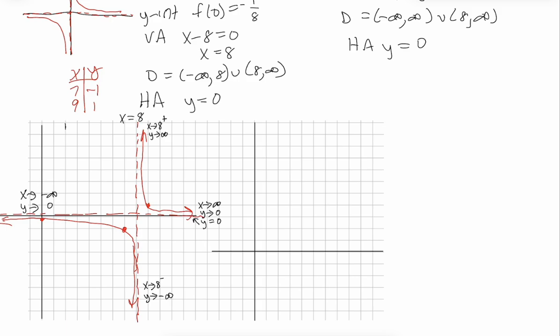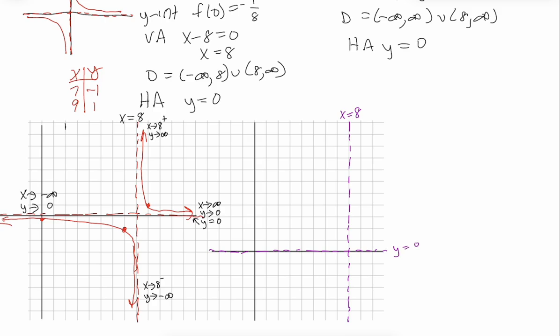So now, when you graph these, the first thing that you do is you put on your asymptotes. So let's put on a vertical asymptote at 8. Last time it took me a while, but let's put our horizontal asymptote at 0. So let's put x equals 8, y equals 0.